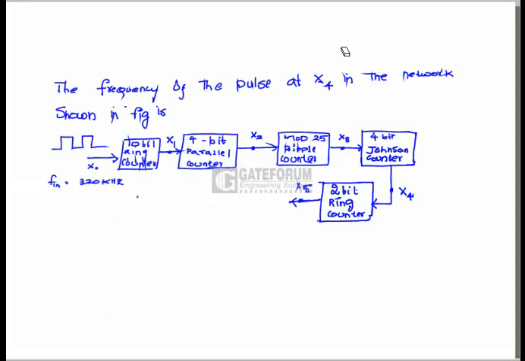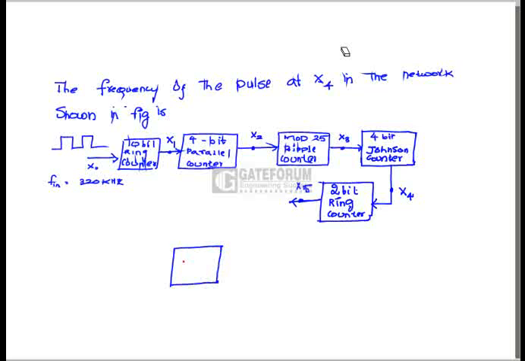In the given problem, we need to find out the frequency which is present at the node X4, which is indicated in the diagram. In order to find out the frequency at node X4 in relation to the input frequency, we need to know the function of the counter in terms of its states as well as the input frequency given as follows.